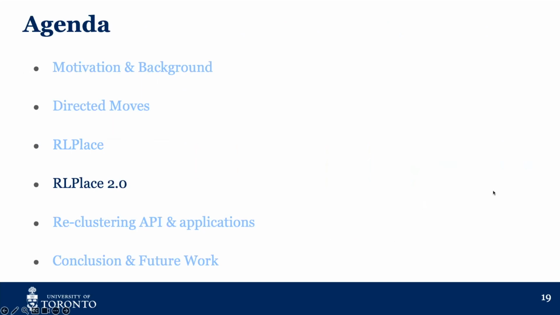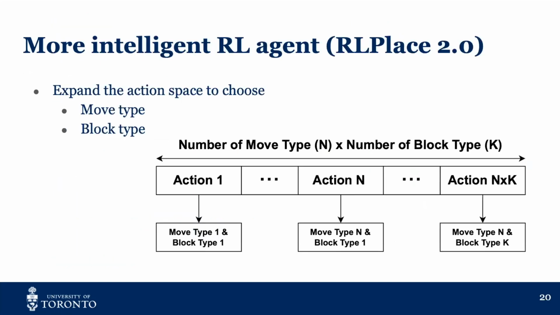Now let's move to RLPlace 2. We want to have an even more intelligent reinforcement learning agent. So we expanded the action space so that the agent can control not only the move type to be chosen, but also the block type to be moved using this move generator. So instead of having an action space of size n, where n is the number of different move types available, we expanded this action space to be n by k, where k is the number of block types available in the placed netlist.